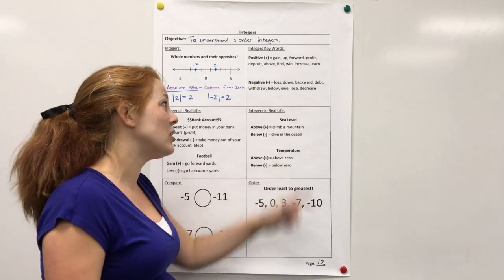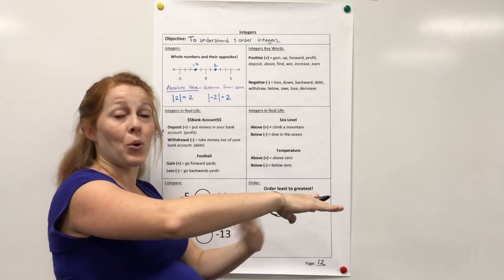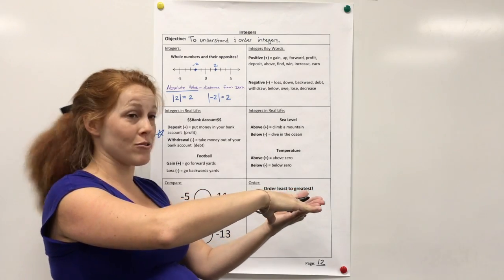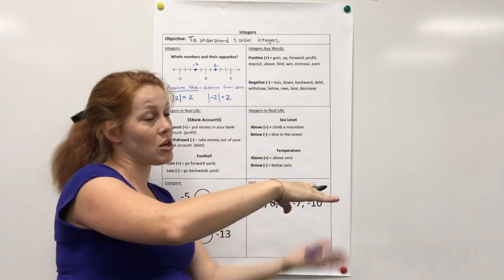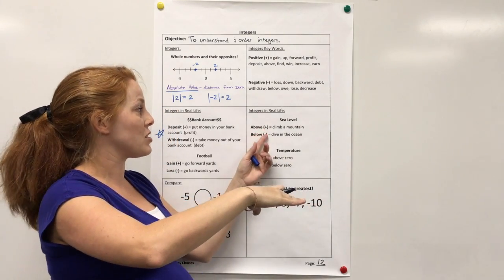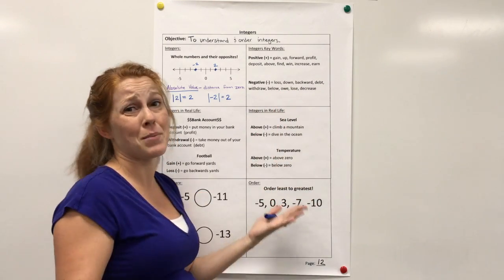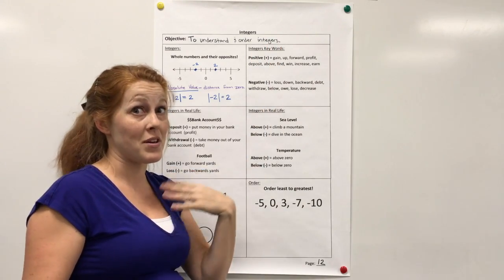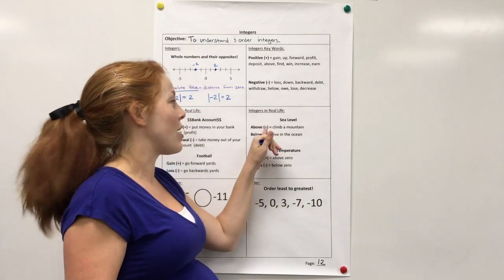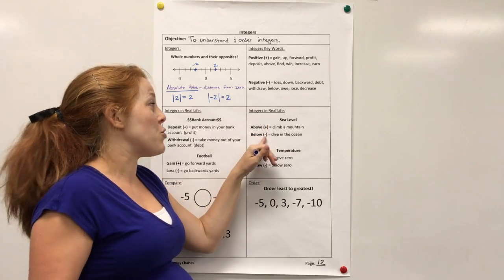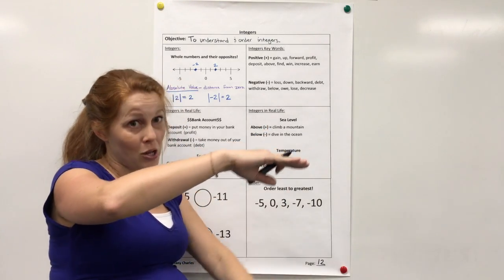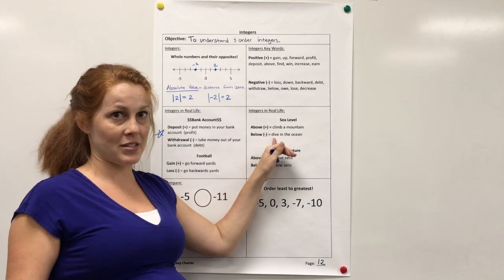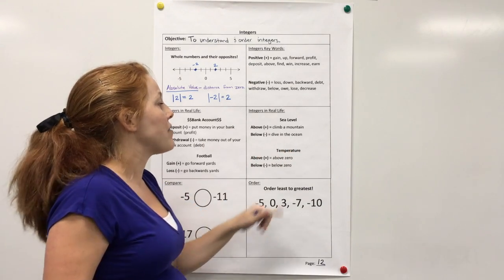Another one, sea level. Well, sea level is a certain point, and it's called 0. So anytime you're above sea level or below sea level, that would be positive or negative. If you were up climbing a mountain, you would be far above sea level, so that would definitely be positive. If you are diving in the ocean, that would be below sea level, so that would be a negative instance of an integer.